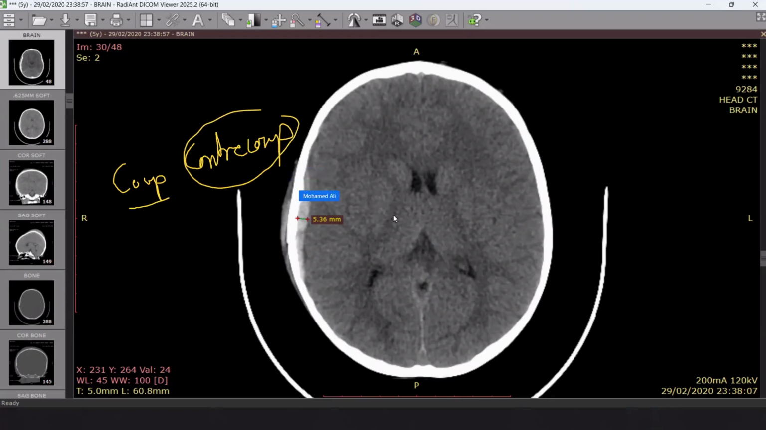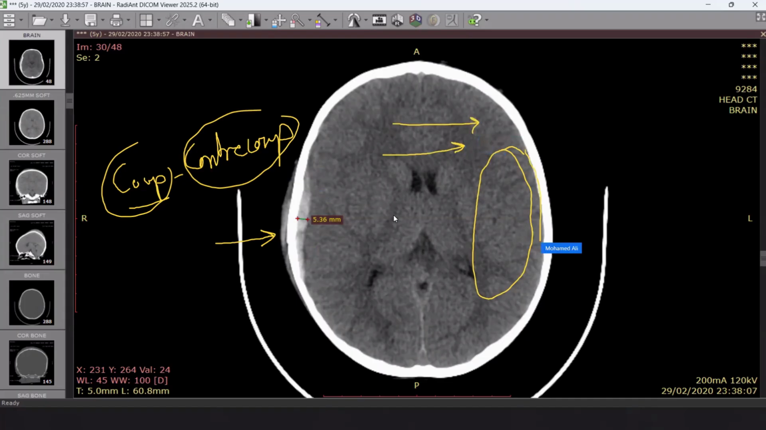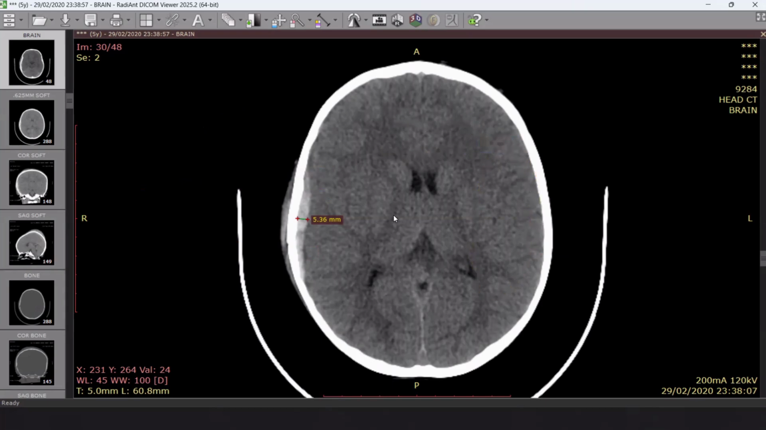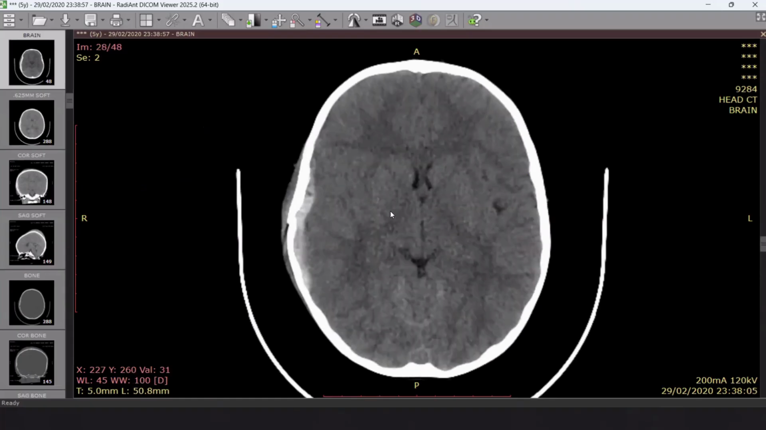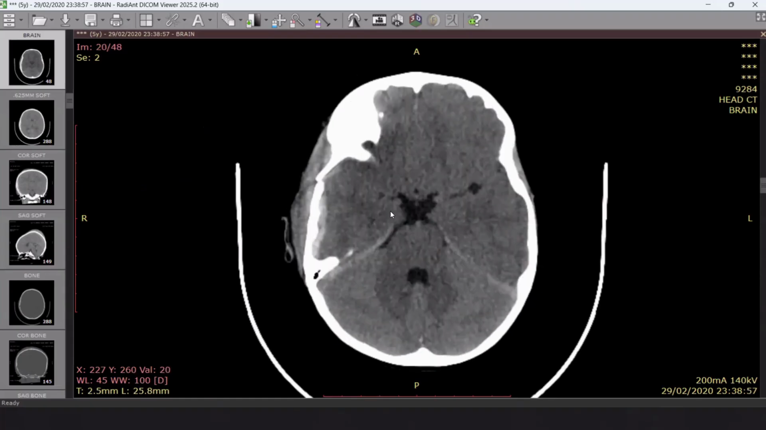Coup and contrecoup. If we appreciate any trauma here, you should search for any cerebral contusion on the opposite side, because the brain tissue will be pushed against the calvarial bones on the contralateral side. So you should mention, even if we have negative data, that we don't have cerebral contusion on the contralateral side.